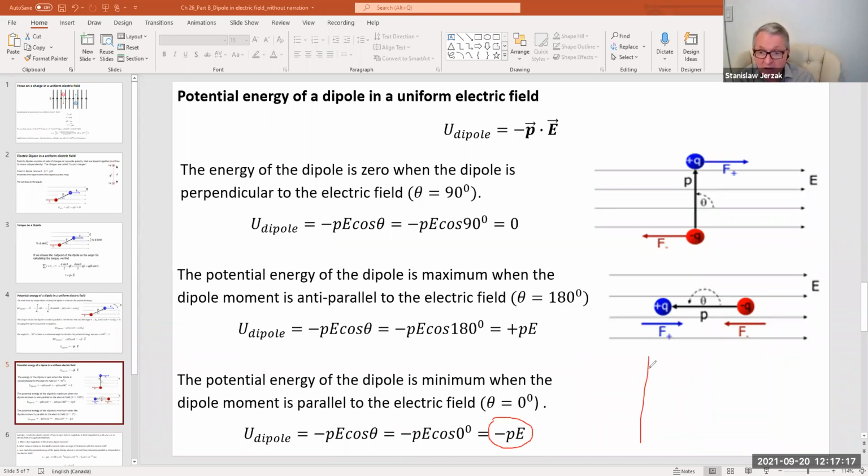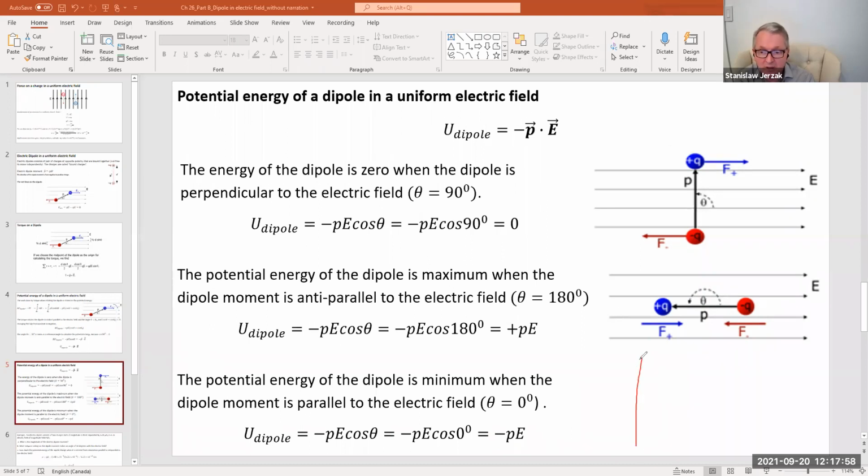So when you plot the energy of the dipole as a function of that angle theta, when the angle is 90 degrees, the energy is 0. When the angle is 0, the energy is negative P times E, and the energy changes according to a cosine function, like this. And when the angle is, so I'm sorry, I made a mistake. Sorry, I didn't sleep well today.